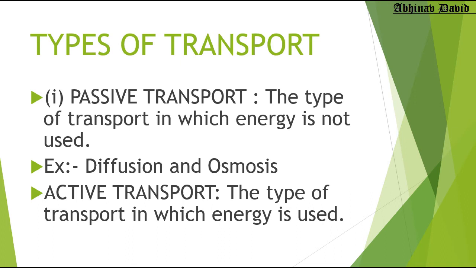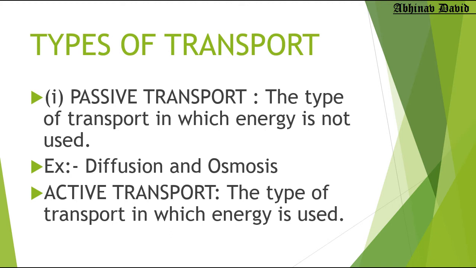Now, many substances taken in by the cell are very important, and the cell has to take them at any cost. So it uses energy to absorb these substances, or to get these substances from outside the cell. It also needs to transport substances out of the cell. So many substances move in the cell as well as out of the cell, where energy is utilized. I hope both active and passive transport are clear to you.